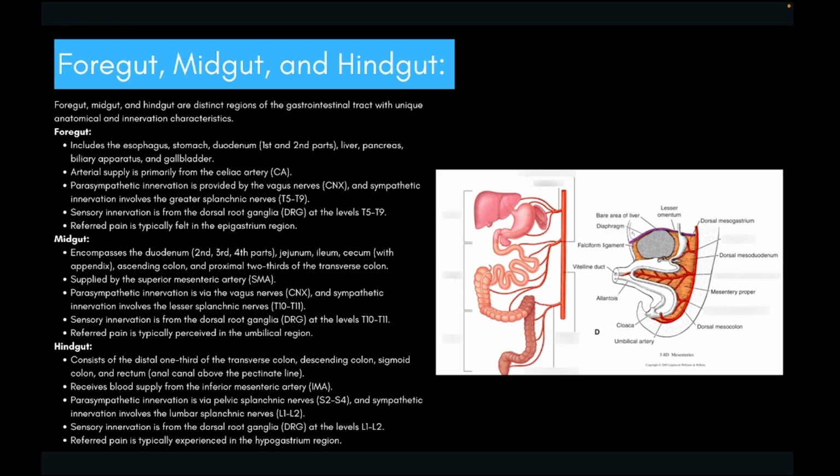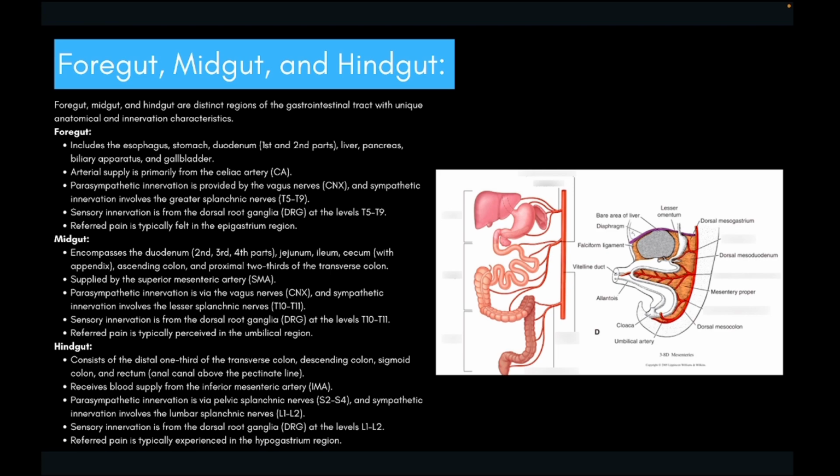The hindgut consists of the distal 1/3 of the transverse colon, descending colon, sigmoid colon, and rectum, anal canal above the pectinate line. It receives blood supply from the inferior mesenteric artery, known as the IMA as well. Parasympathetic innervation is via pelvic splanchnic nerves, S2 to S4, and sympathetic innervation involves the lumbar splanchnic nerves, L1 to L2. Sensory innervation is from the dorsal root ganglia at the levels L1 to L2. Referred pain is typically experienced in the hypogastrium region.